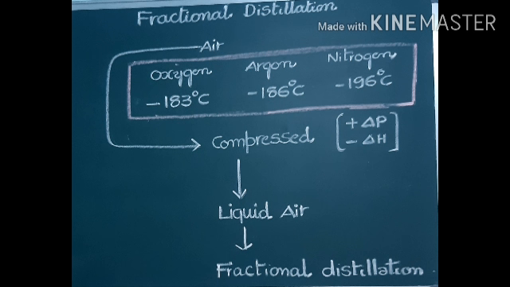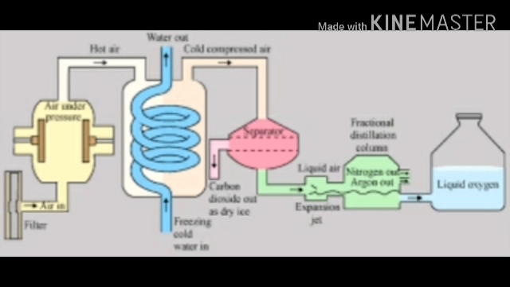For example, oxygen, argon, nitrogen. Among these three gases, nitrogen has the lowest boiling point. That's why it can condense first, it can be separated first, next argon, and finally liquid oxygen can be settled down. Finally you will get liquid oxygen. So this is the fractional distillation process.